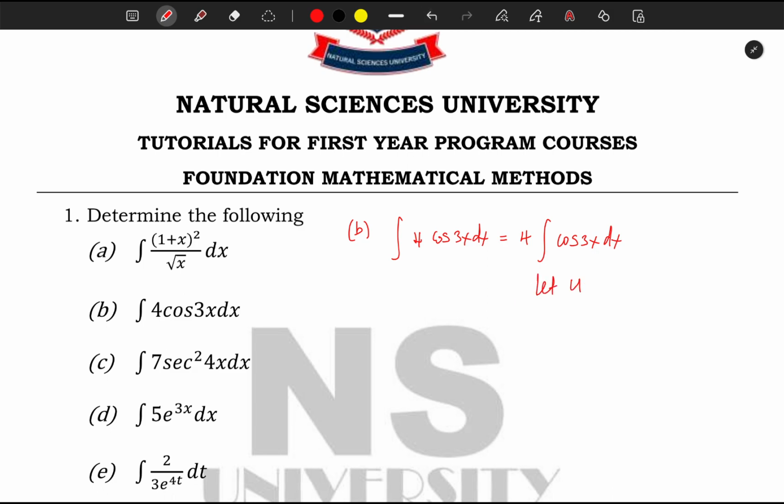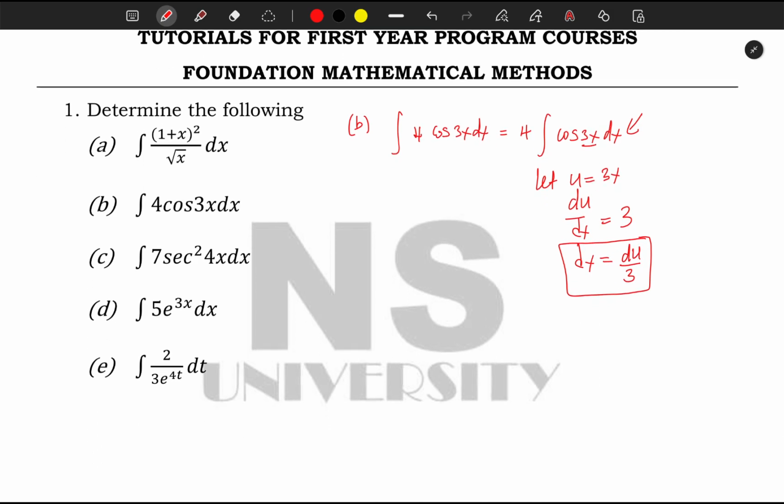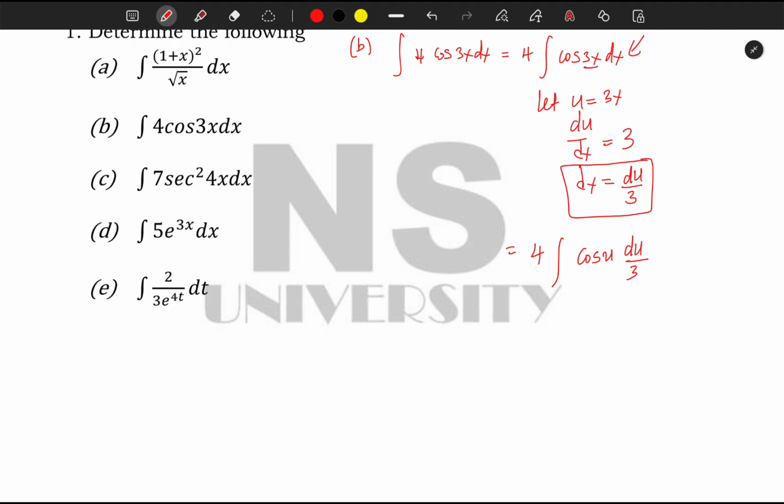You let u be equal to 3x. Then find du dx, which gives you 3. So make dx the subject of the formula, which will give you du over 3, because you need this dx. Therefore, then you go back. This is 4 times the integral of cos u. Now we need to replace dx with du over 3. So 1 over 3 can come out and join 4. This will be 4 over 3.